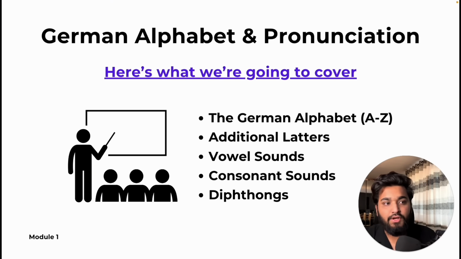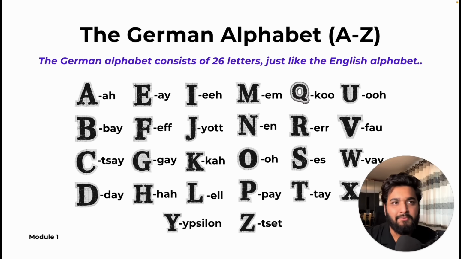So these are the points we are going to cover in this video: the German alphabet A to Z, additional letters, vowel sounds, consonant sounds, and diphthongs. At first, let's talk about the German alphabet. The German alphabet consists of 26 letters, just like the English alphabet. Now I will go through each and every letter, and after me you also have to pronounce the letters.